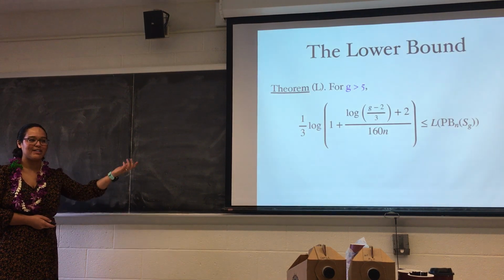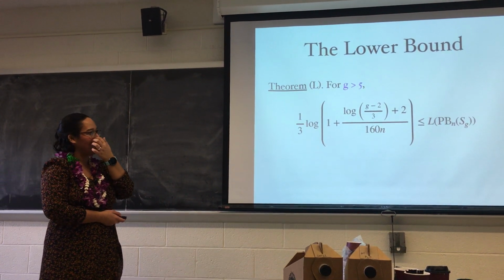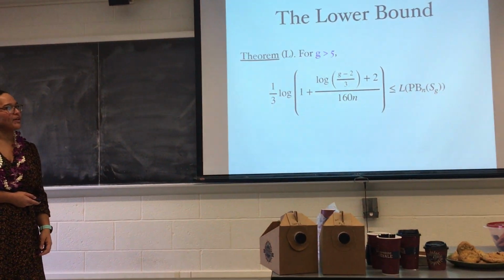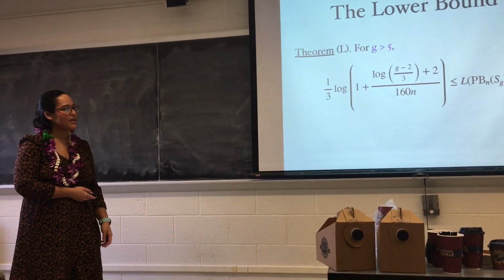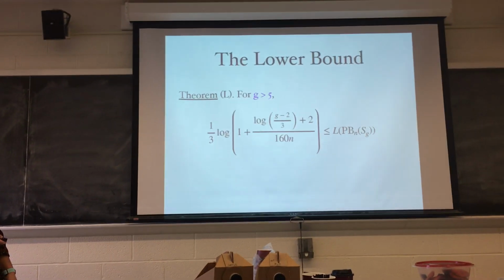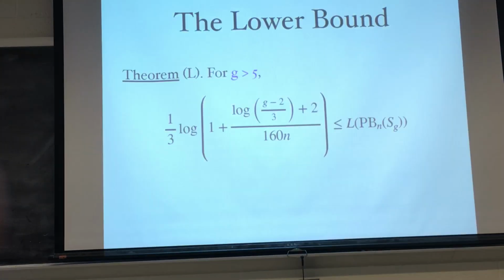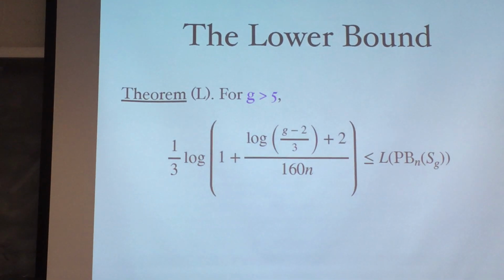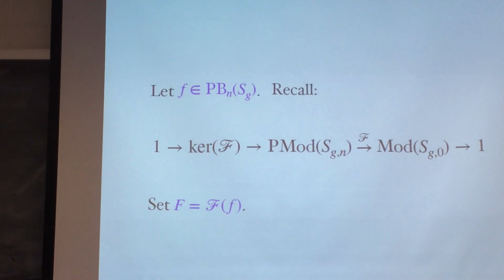So this is the main reason why I used constants at the beginning, because if I didn't, it wouldn't all fit on one slide. So the lower bound is a little bit messier because it brings in more different moving pieces. Okay, so let's get started.